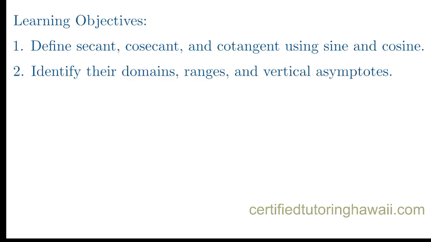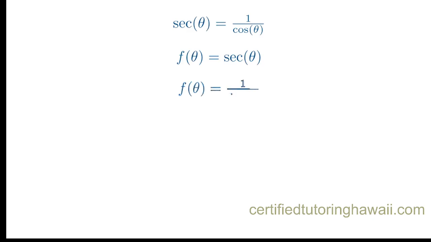So, let's get started. First up is the secant function. The secant of theta, written as secant theta, is simply the reciprocal of the cosine of theta. This means that to find the secant of any angle, we just calculate the cosine of that angle and then flip it. So, we can say that f of theta equals secant theta, which is equivalent to writing f of theta equals 1 over the cosine of theta.